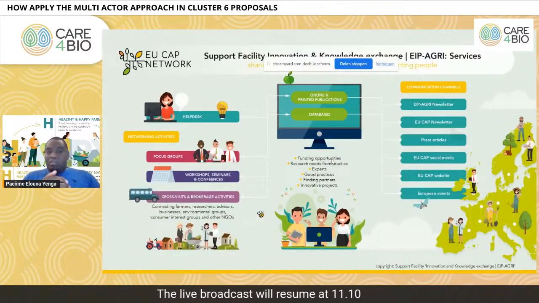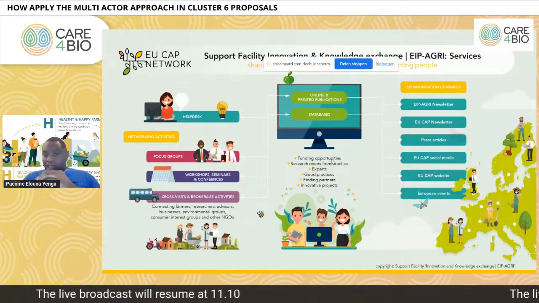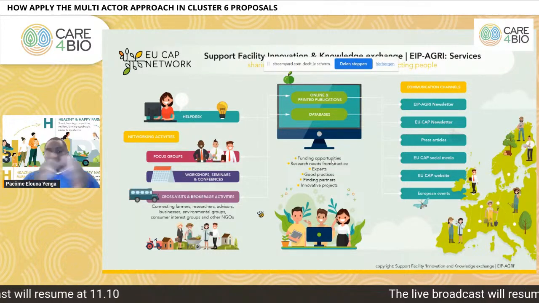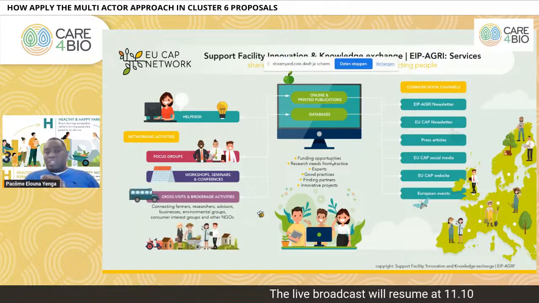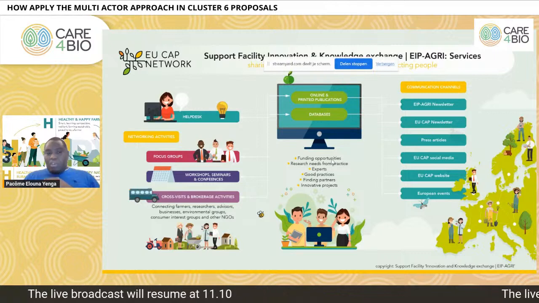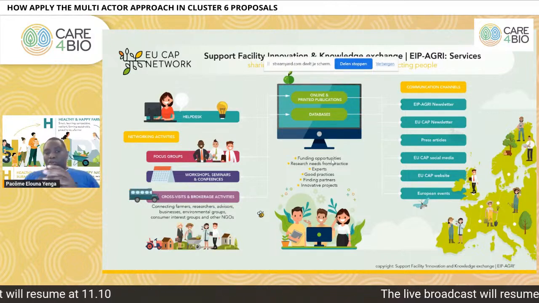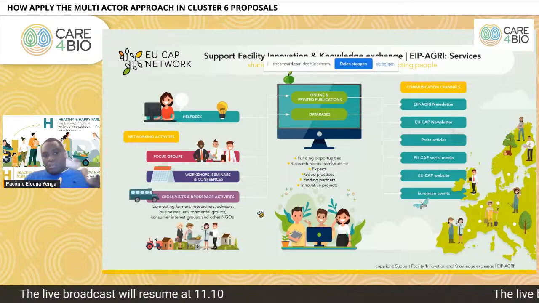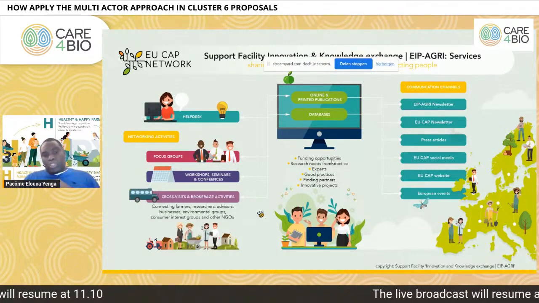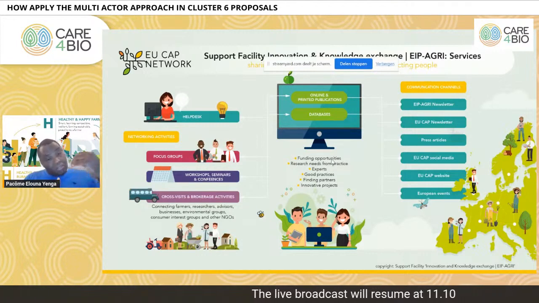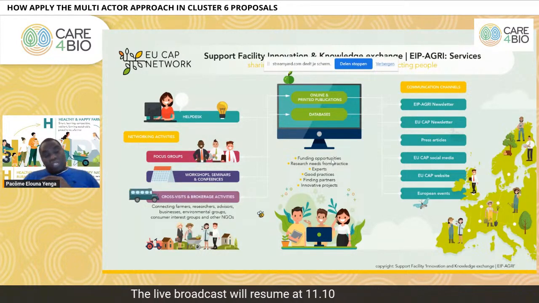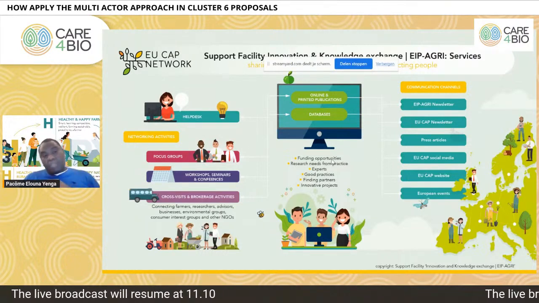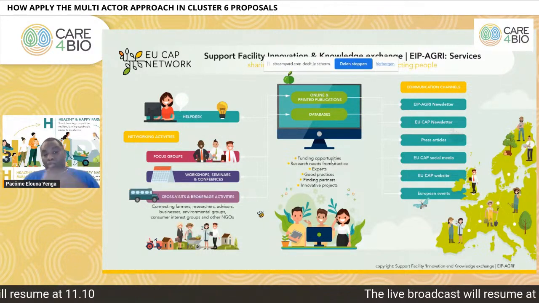Now, regarding the support facility for innovation and knowledge exchange, including EIP Agri, that we shortly call EIP Agri Support Facility, or EIP Agri SF. We have first our role as a help desk. Some of the questions related to the multi-actor approach, and a lot of other questions regarding the CAP, and especially innovation in CAP, we are tackling in the help desk. So all the questions that we do receive, we do respond.